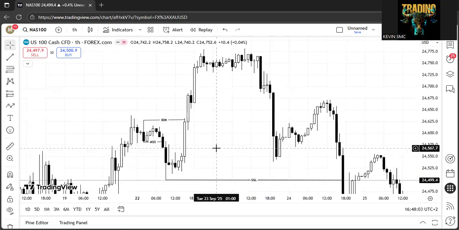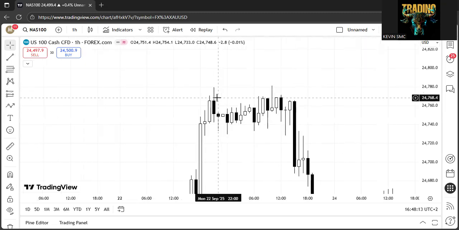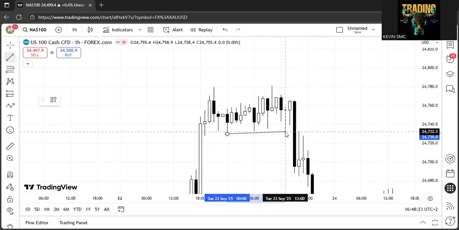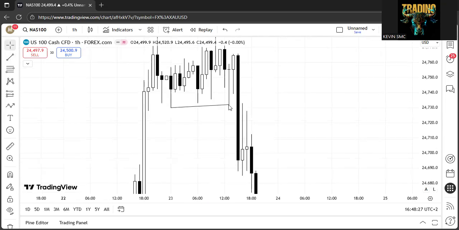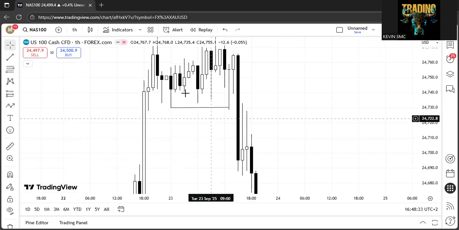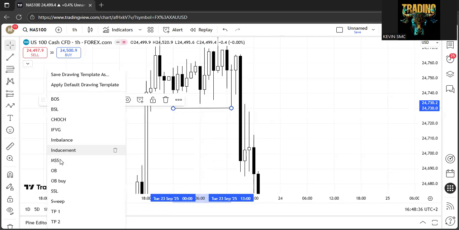This is our sell side liquidity. So let's go ahead and look at the structure. Okay, we have a high right here, we have a low right here, and then this low was broken. Therefore, change of character to the downside. Actually, we do have a change of character to the downside, and then let's mark it. This is our change of character to the downside.